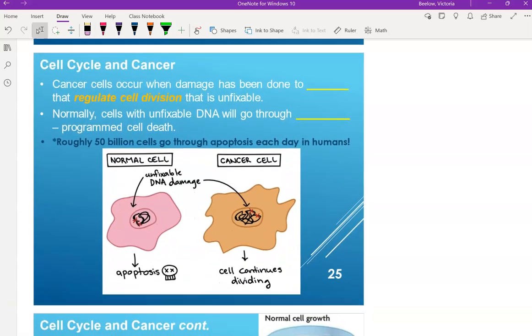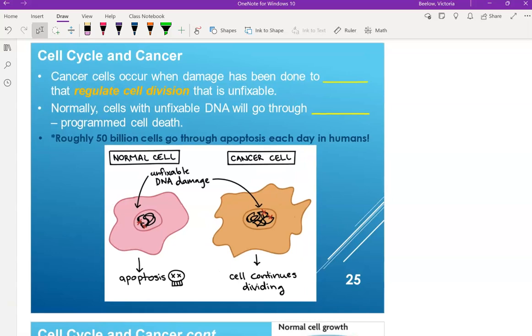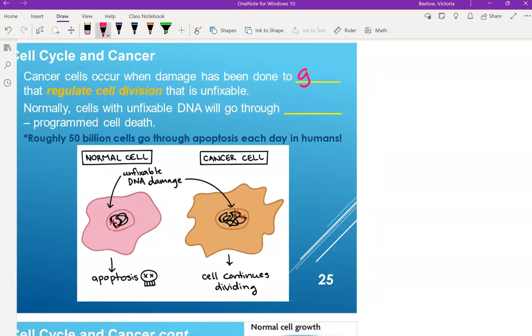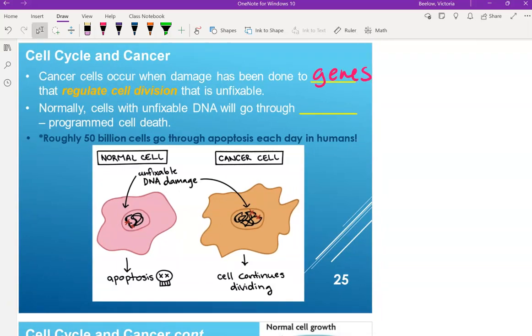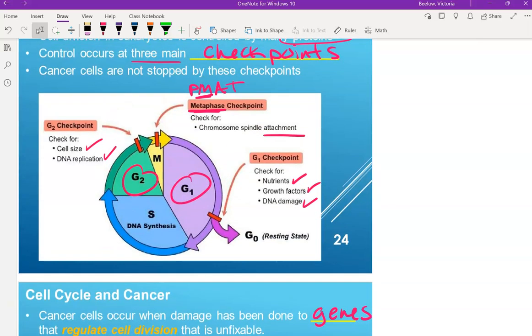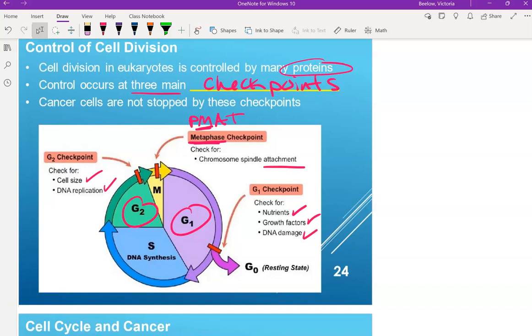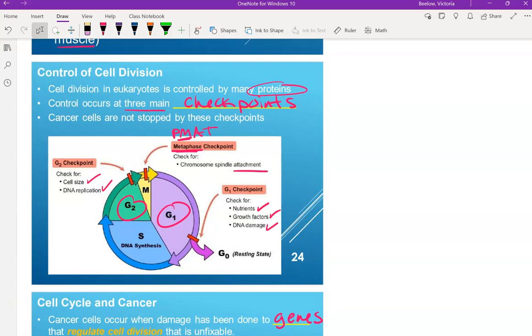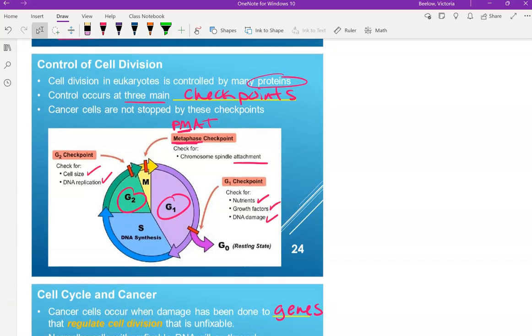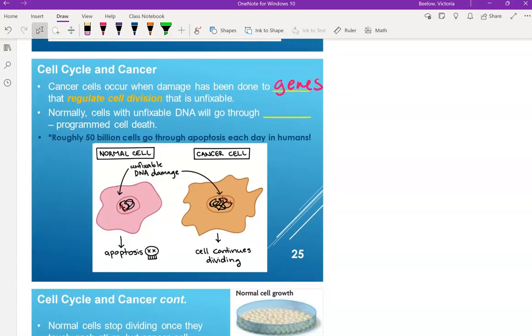So cancer occurs when damage has been done to genes. So the part of your DNA that's making those proteins that regulate cell division have been damaged. So the part of your DNA that is making proteins that are controlling this process have been damaged. So basically these checkpoints are kind of obsolete for that cell at that point.